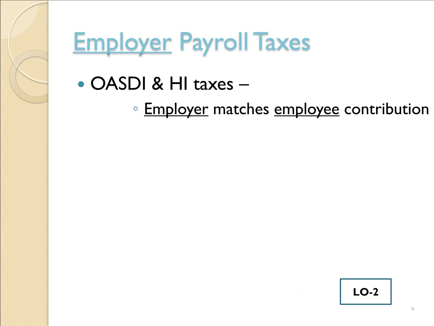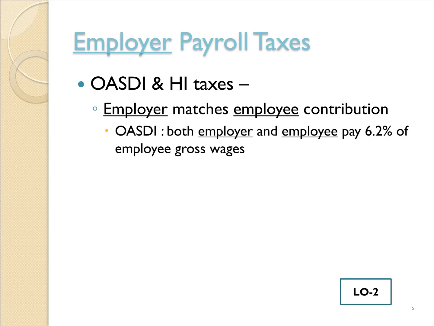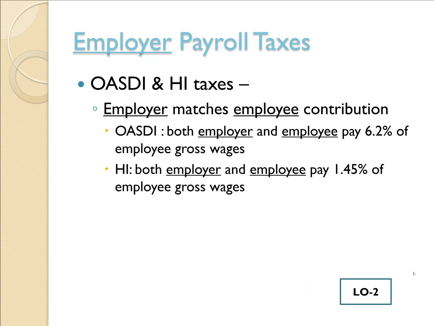The employer payroll taxes include Social Security, OASDI, and HI, Medicare. So the employer will match the employee contribution. If an employee puts in $80 into OASDI, then the employer also has to pay $80 into OASDI. Same with Medicare. For OASDI, both employer and employee pay 6.2% of the employee's taxable gross wages. And with Medicare, both pay 1.45% of employee gross wages.